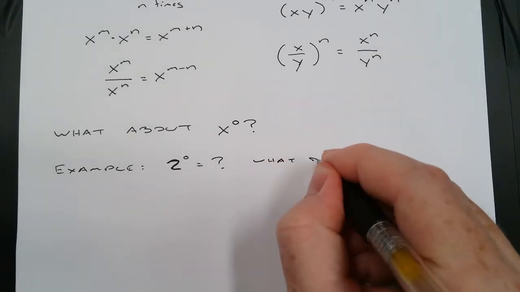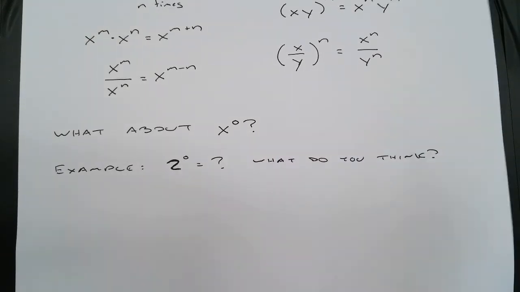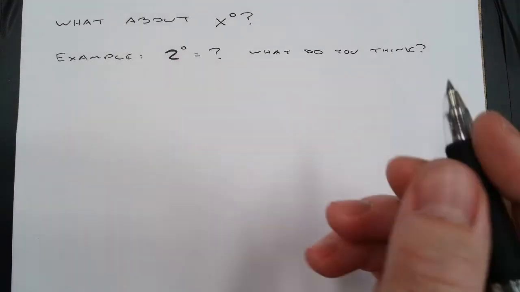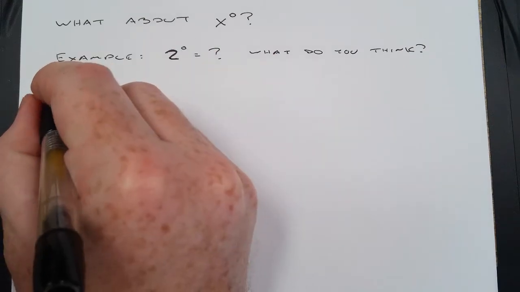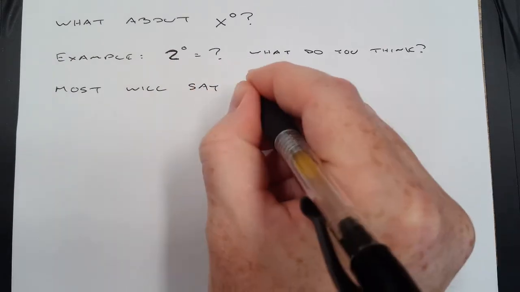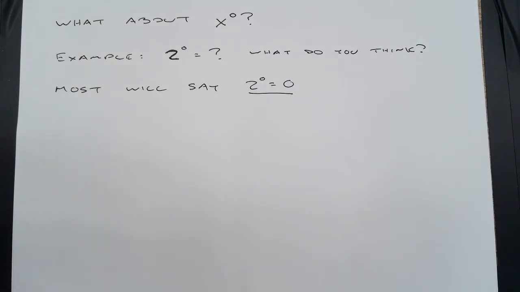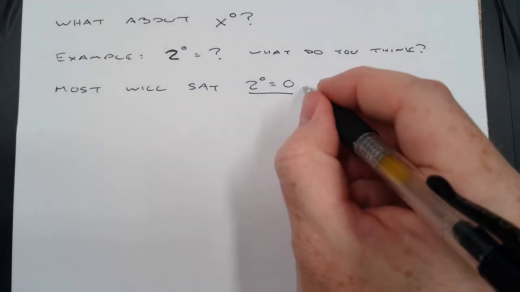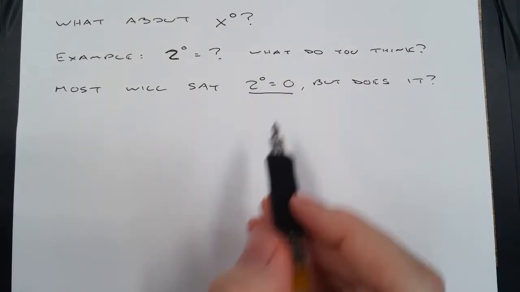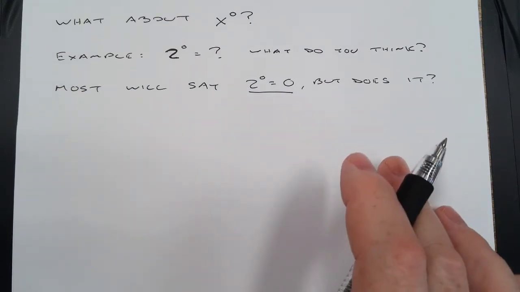What do you think? Take a minute. You can pause the video if you want. Think about what you might say it equals. Most people, or a lot of people, will say that 2 to the 0 equals 0. But does that work? That's what some of you might have said. That's what a lot of people say. But does it?